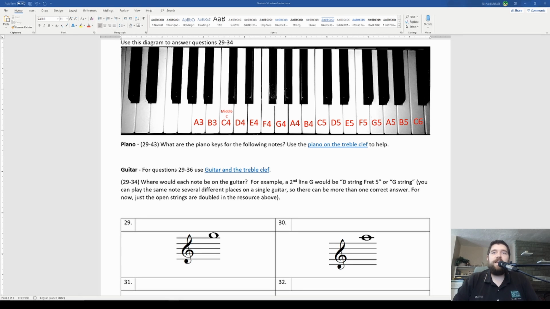All right, guys, so today we are looking at how we get our notes from the treble clef onto our piano itself. All right, so let's first off take a look at the piano. So right here is an actual picture of a piano, and all these keys right here are labeled the specific note that they are.